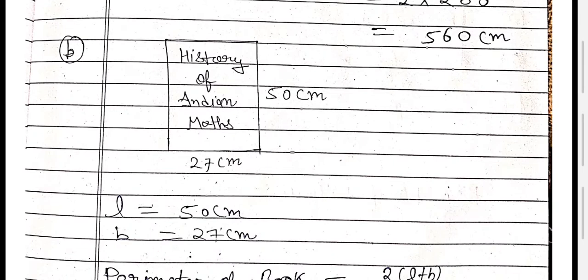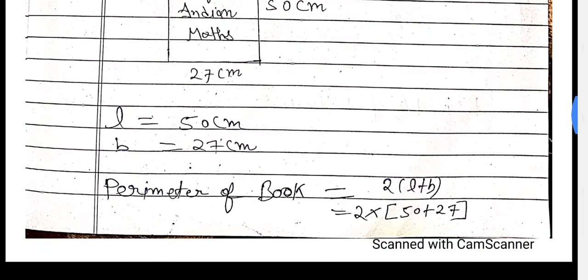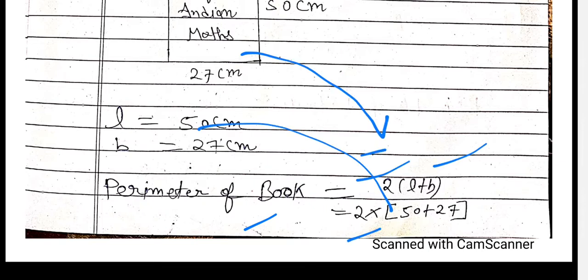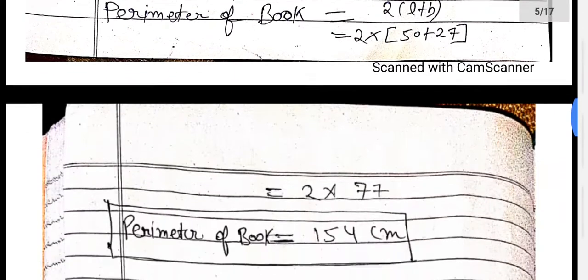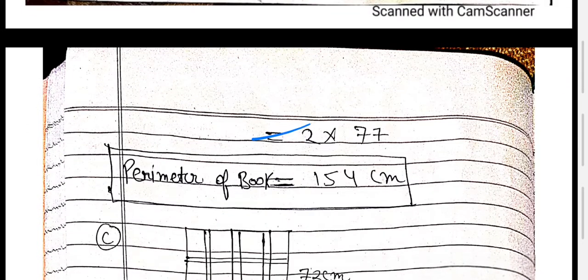Now you have a book. Length is 50 and breadth is 27. Length is always greater and breadth is smaller. So what is the perimeter of the book? That is 2 into L plus B, because the shape of the book is a rectangle. Then just put the value: 2 into 50 plus 27. When you add it becomes 77. When you multiply by 2 you get 154. So perimeter of the book is 154 centimeter.